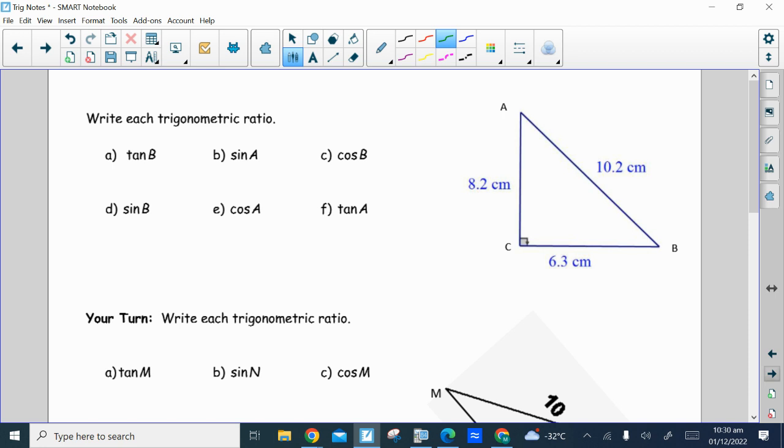Try this one on your own. Again, you're working from angles A and B only because C is the right angle.